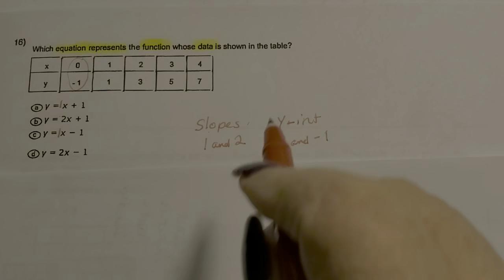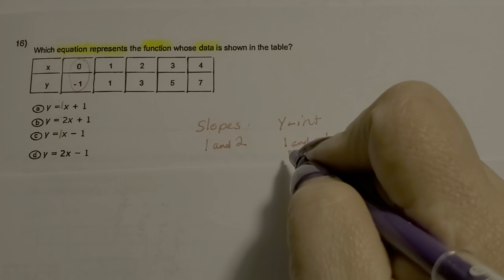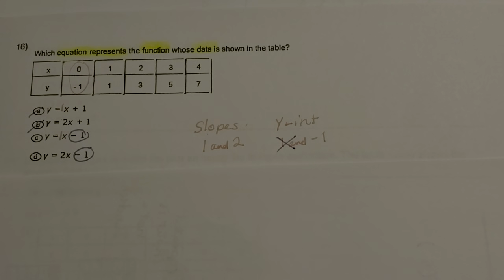So I know that I can get rid of the y-intercept of +1, which means this equation and this equation are still possible. So A and B are no longer a possibility.